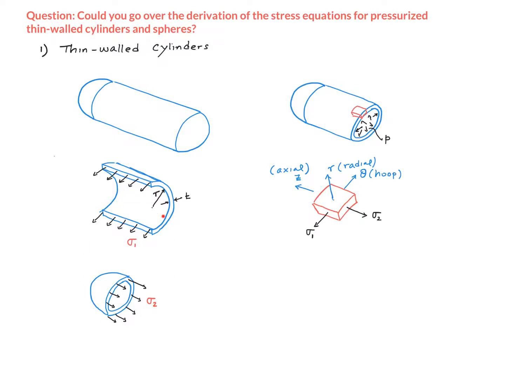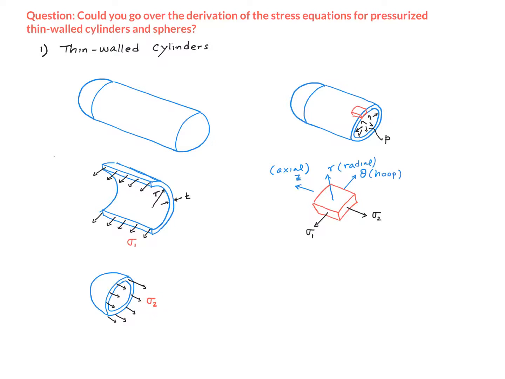Here are views of two separate cutouts of the cylinder showing internal stresses on the walls of the cylinder. This picture shows the internal normal stress on the wall in the hoop direction, and this picture shows the internal normal stress in the axial direction. Now let's call this a sigma 1 and this a sigma 2.